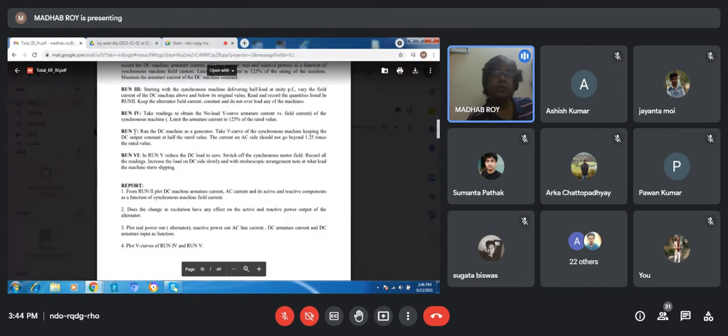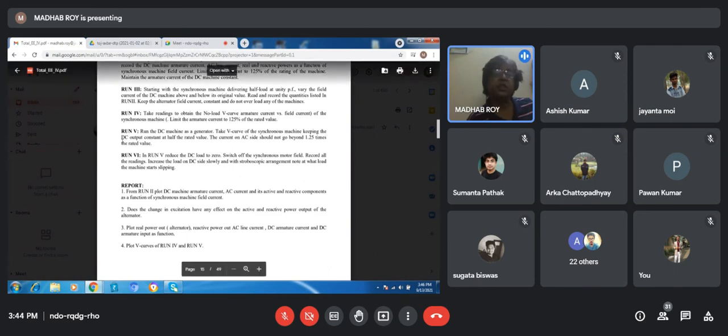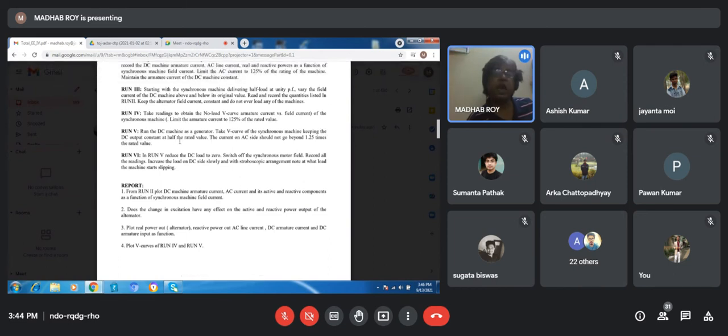So now run 5, that has been told here: run the DC machine as a generator. So they have told indirectly what you should do. Take the V curve of the synchronous machine, keeping the DC output constant at half rated value.